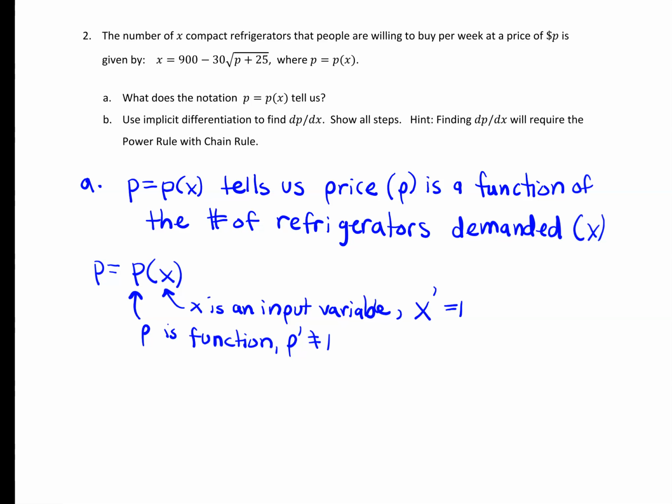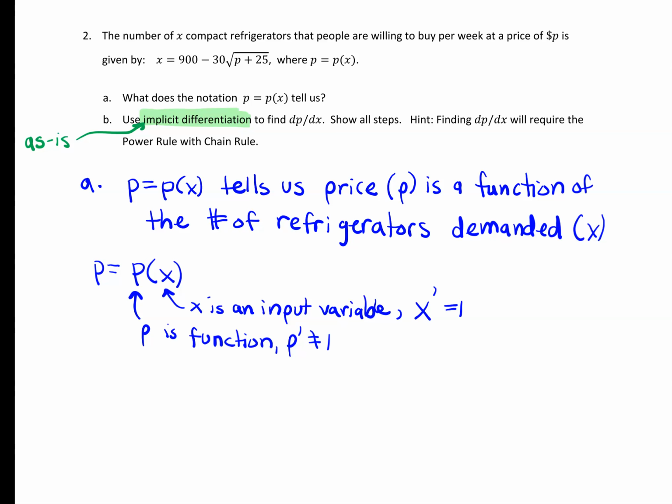Okay, so B is asking us to use implicit differentiation to find dp over dx. So first of all, what is implicit differentiation? Implicit differentiation means you need to find the derivative as the equation is written. Don't do any algebra to rearrange the equation before you take the derivative. You just take the derivative starting the way it's written.